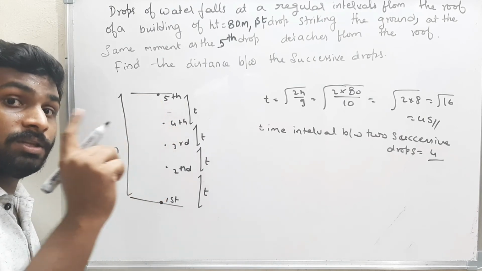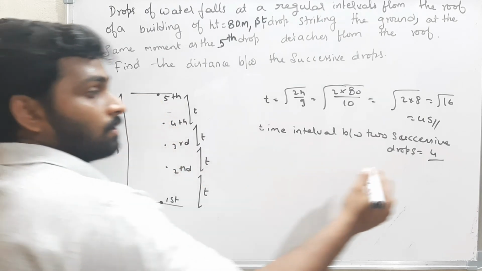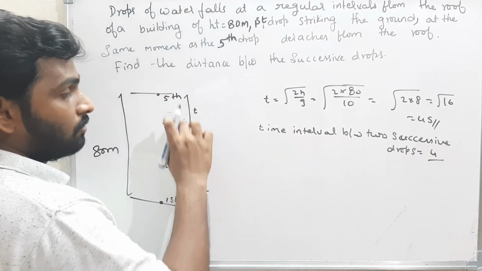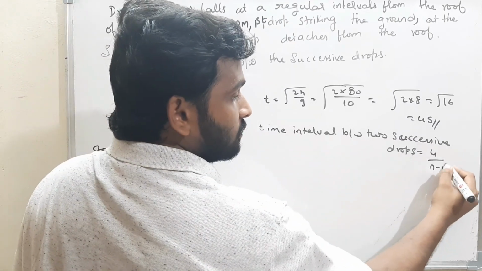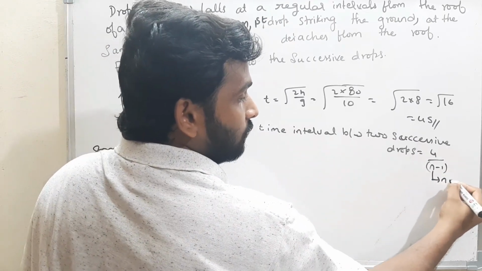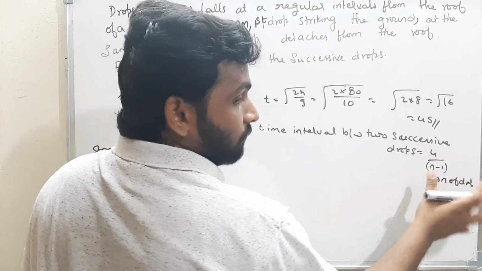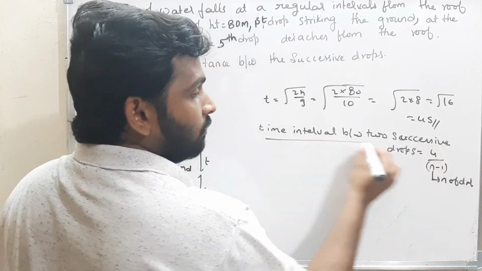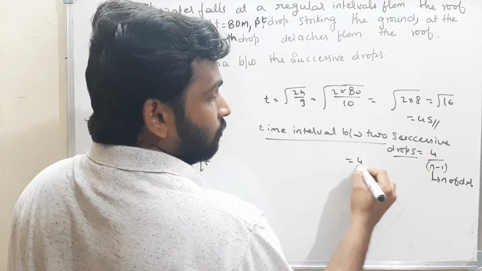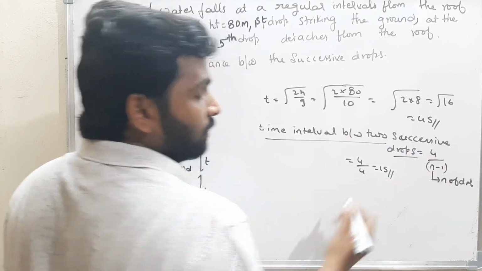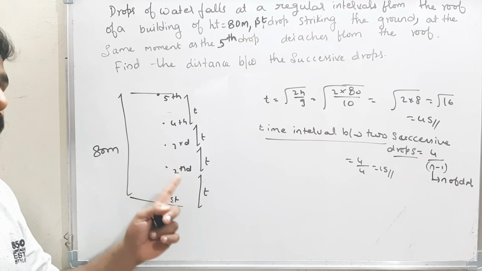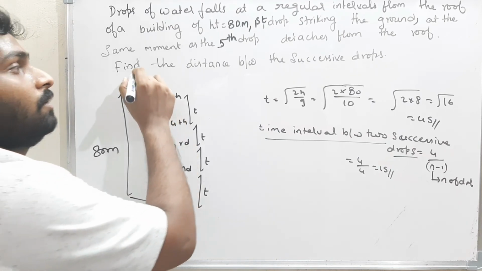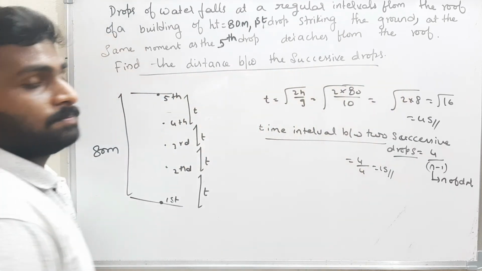What is t? Here we got 4 divided by, now how much? 1, 2, 3, 4. Therefore, I will write it as n minus 1, where n is the number of drops. Therefore, n is 5 drops. The time interval between two successive drops is nothing but 4 by 4, which is 1 second. That means for every 1 second, one drop will be released. Okay, now what did they tell? Find the distance between successive drops.